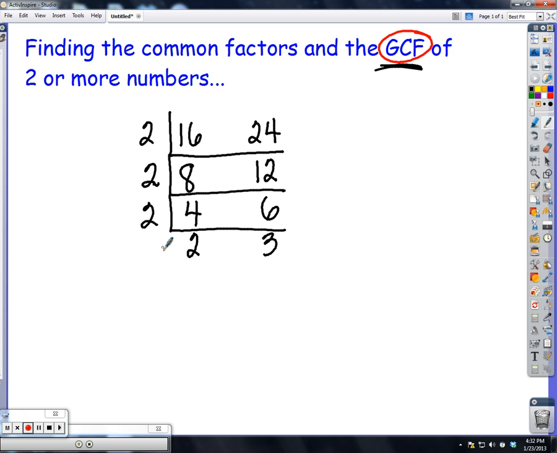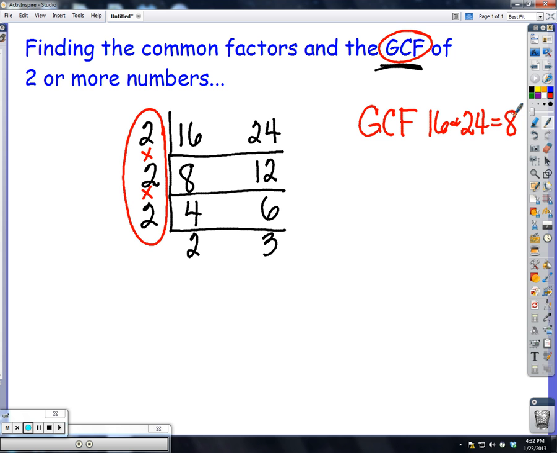So this is what our completed ladder looks like. And if you look at this, it sort of looks like the steps or the rungs on a ladder. Now, to find the greatest common factor, all you have to do is look at all of the numbers on the left side of the ladder and multiply them together. 2 times 2 is 4. 4 times 2 is 8. So the greatest common factor for 16 and 24 is 8.